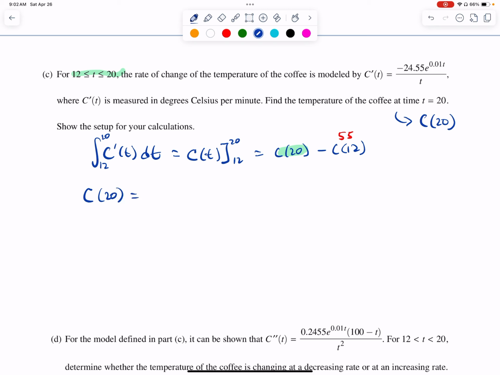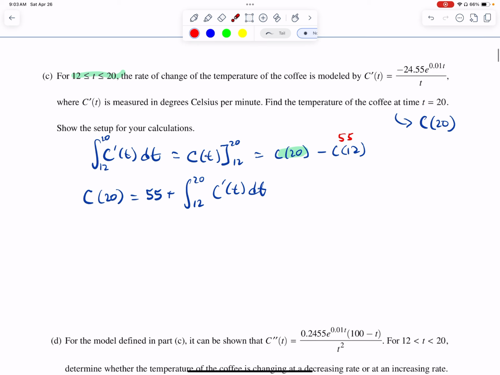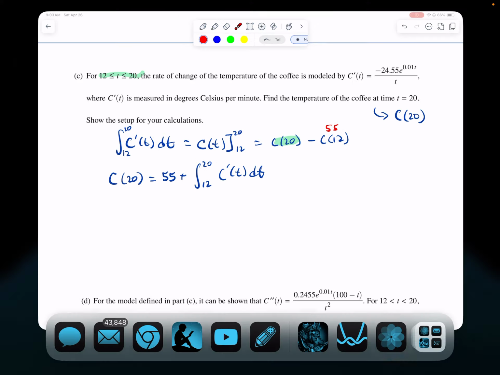So C of 20 should be equal to 55 plus the definite integral from 12 to 20 of C prime of t dt. So you can go straight to this answer, and this looks sort of like those velocity-position equations where this is your initial position and this is your change in position. It's just like that, except with coffee and temperature: your initial temperature at 12, and then here's your accumulated change in temperature in order to get the temperature at 20. So it's straight up time for the calculator, of course.